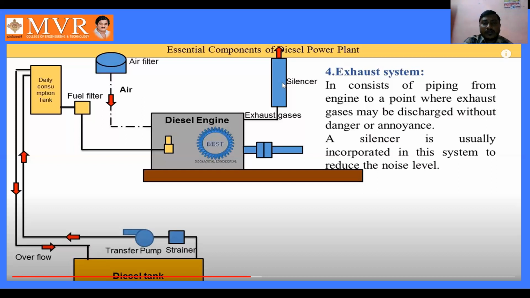If we do not use the silencer for exhausting the gases, the noise will be raised in the engine part. So for reducing the noise level in this engine system, we use the silencer here, and we exhaust the exhaust gases into the atmosphere by using the silencer.